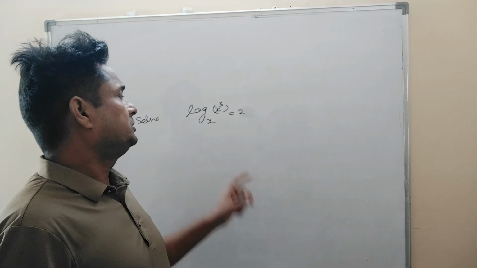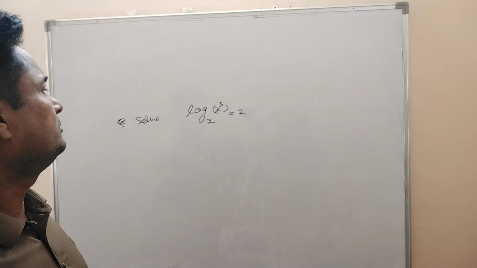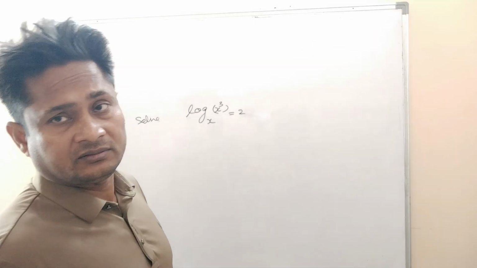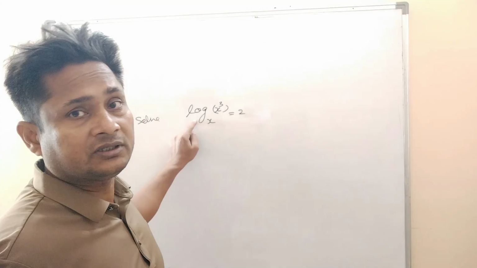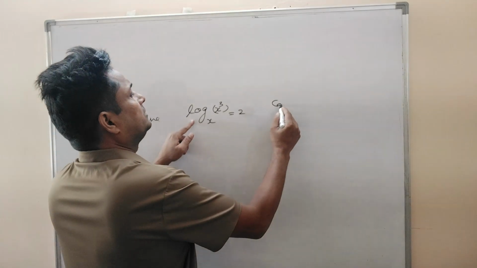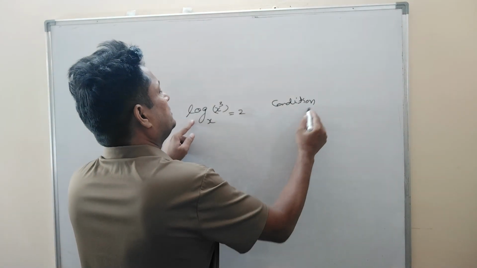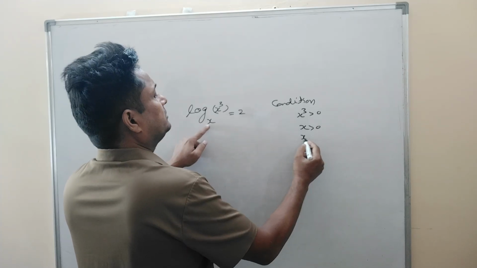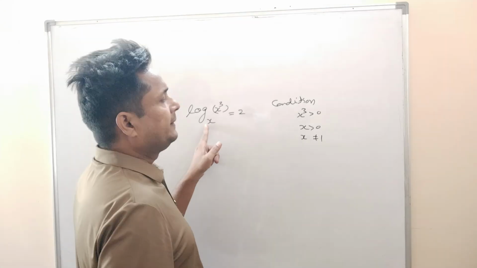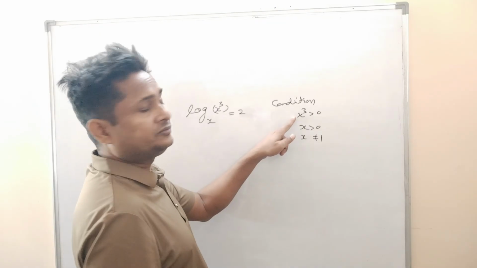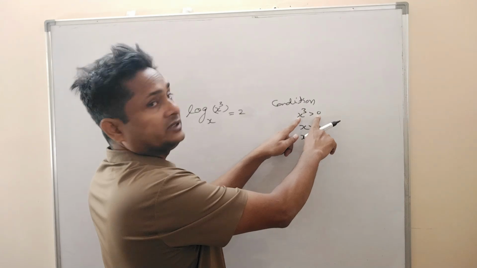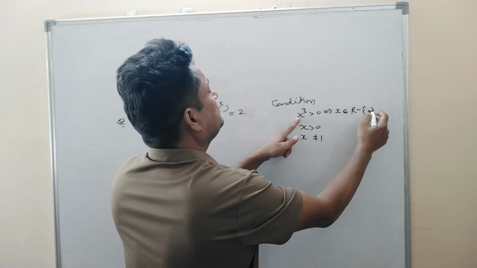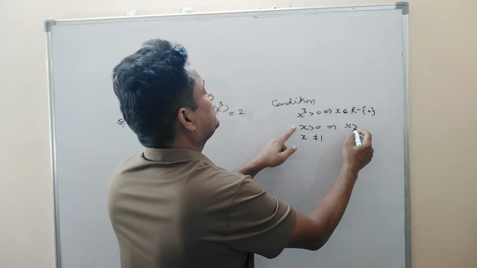Now let's solve this question. What will be the value of x? First of all, you have to find the values of x for which this log is defined. So what is the condition? The condition is: x cube must be greater than 0, x must be greater than 0, and x does not equal 1. The solution of this one is by the wavy curve method. The solution is x belongs to R minus 0. From here, x is greater than 0.